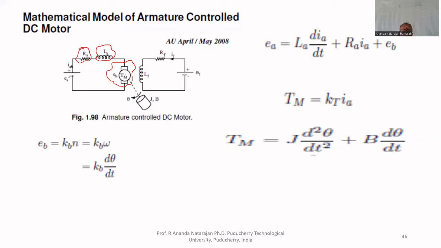A torque will be developed in the armature. That is called TM, the mechanical torque developed in the armature. That's why it is rotating.